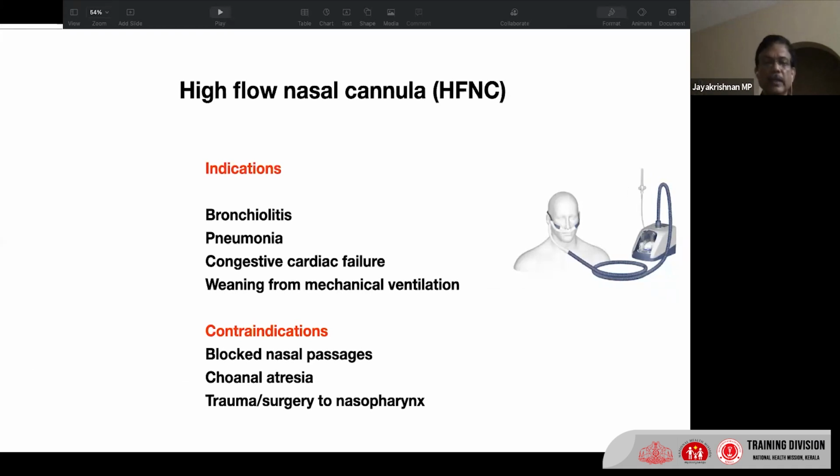It is also useful in pneumonia, congestive cardiac failure, and also when you wean the child off from mechanical ventilation. But if the nasal passage is blocked for any reason, any anatomical reason, like for example choanal atresia, or if there is a trauma or surgery in that area which has caused a blockage of the nasal passages, it cannot be used.